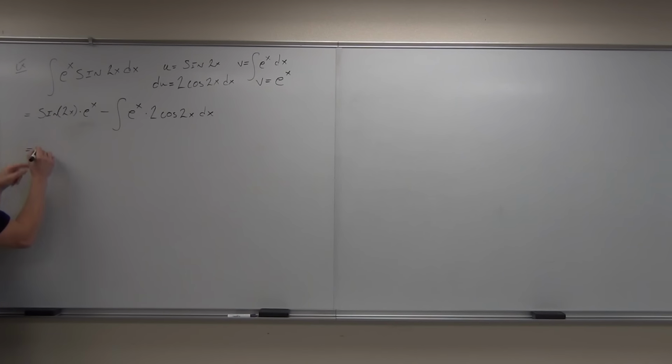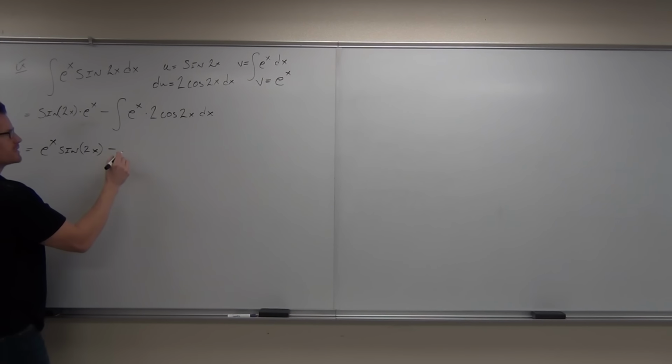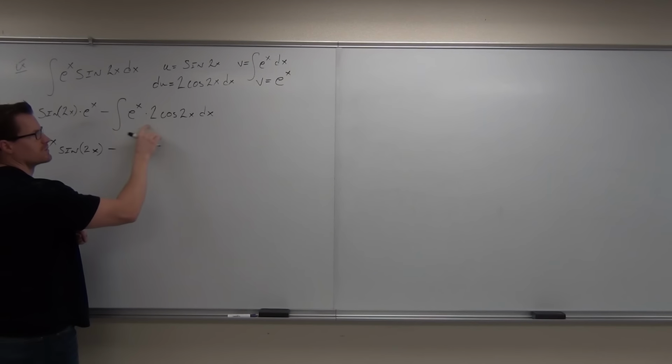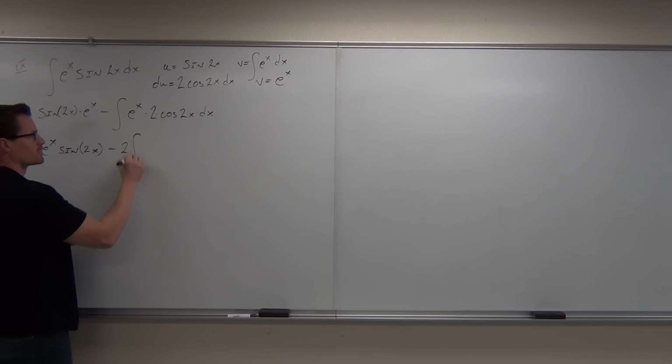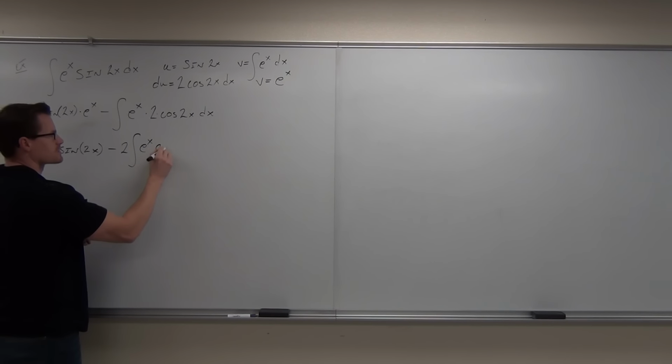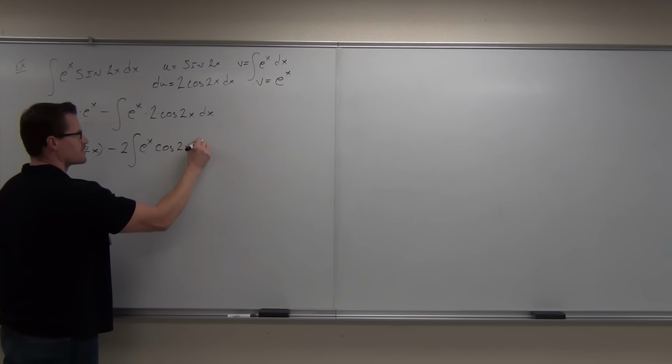I'm going to move my e to the x to the front, by the way. So e to the x sine 2x. The last example that we did, by the way, what else can I do here? Take the 2 out. Yeah, we're going to take that 2 out because it is a constant being multiplied. E to the x cosine 2x dx.